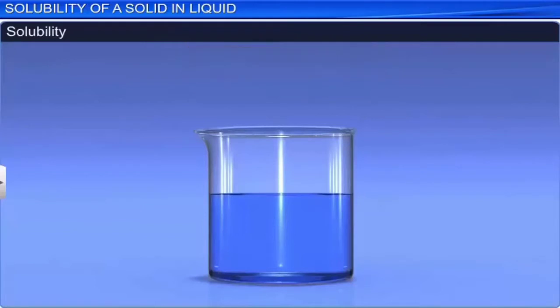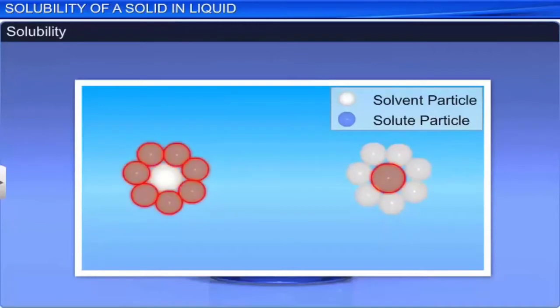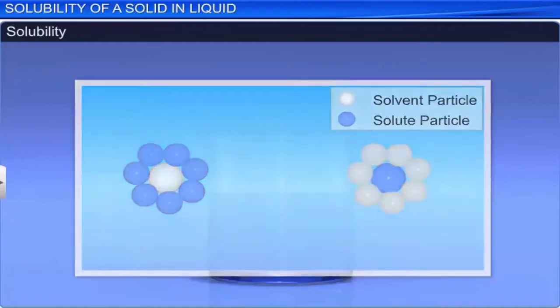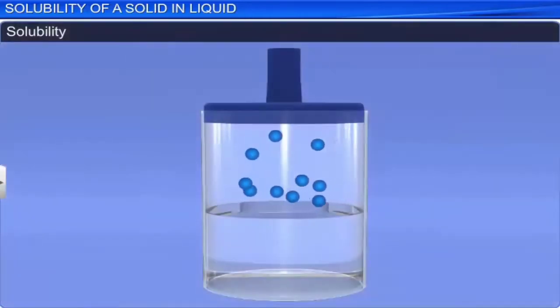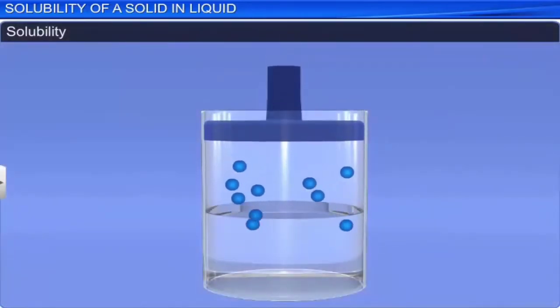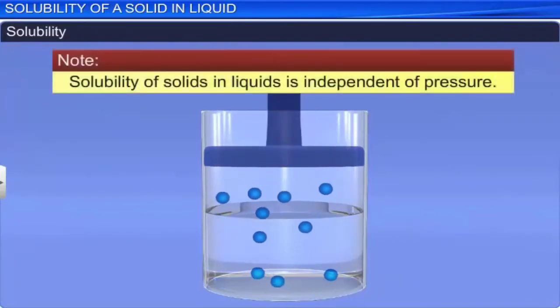Solubility is the result of an interaction between particles of the solute and solvent. Hence, it depends on the nature of the solute and the solvent, as well as on the temperature and pressure. However, note that the solubility of solids in liquids is independent of pressure.